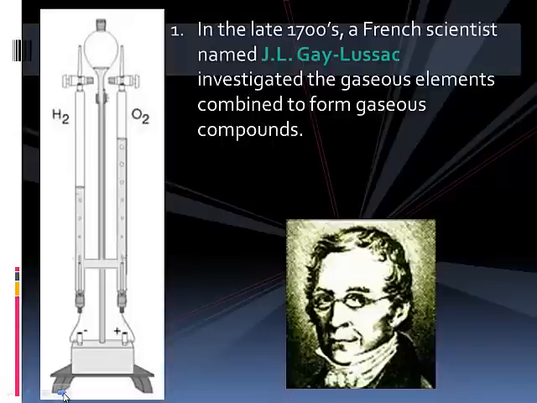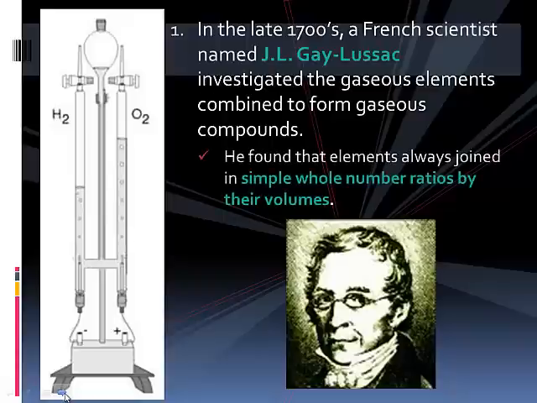So in the late 1700s, a French scientist named J. Gay-Lussac investigated the gaseous elements that combine to form gaseous compounds. And what he found was that elements always join in a simple whole number ratio by their volume. So when we look at hydrogen and oxygen, as we've got on the left, hydrogen and oxygen always combined in a 2-to-1 ratio in forming their compound.